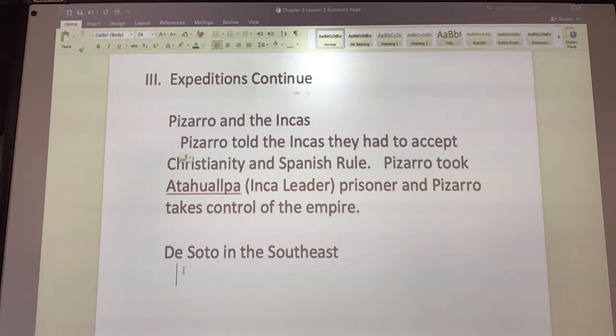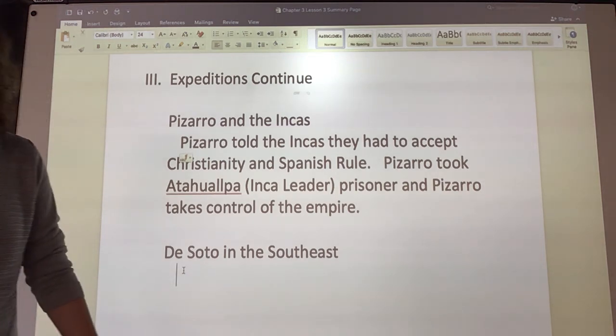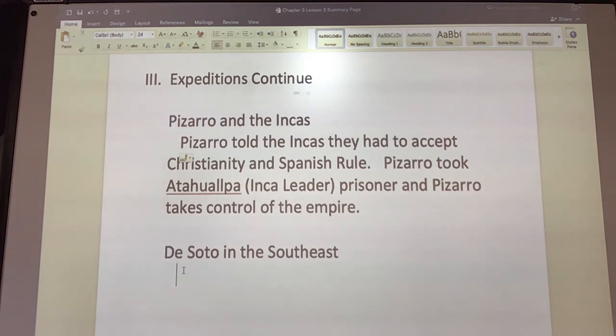Yeah. All right. So now we're going to read about De Soto in the southeast. Okay, you'll have to finish writing here in a little bit, or you can pause the video. But here we go. Another conquistador named Hernando de Soto explored the southeastern United States. In 1539, he and 600 men sailed from Cuba and landed near Tampa Bay. Later, they became the first Europeans to see the Mississippi River.